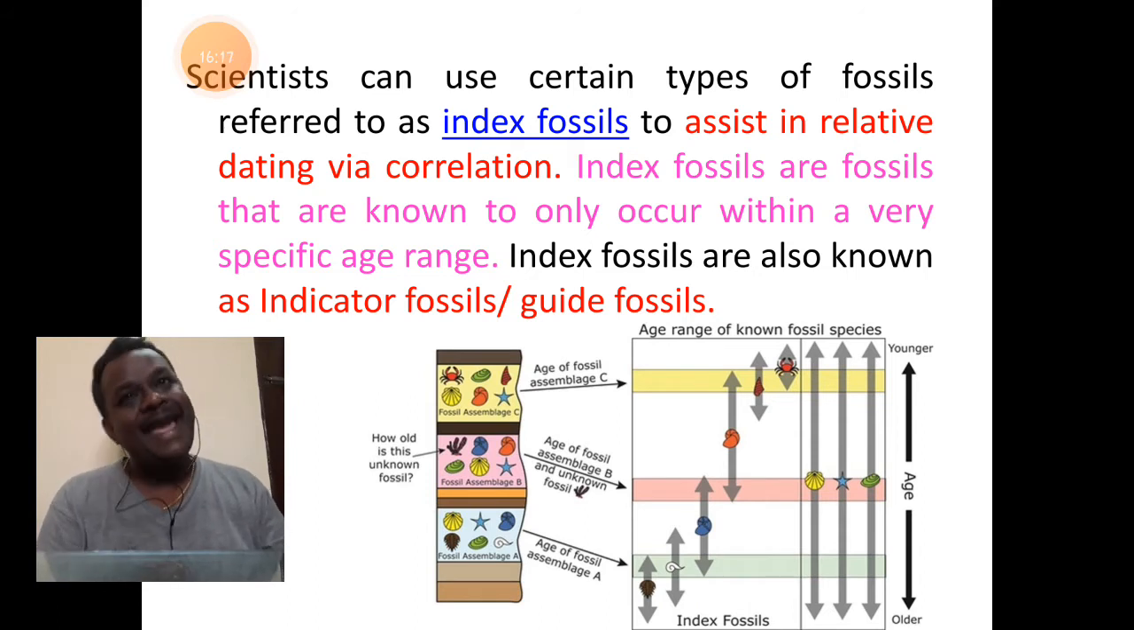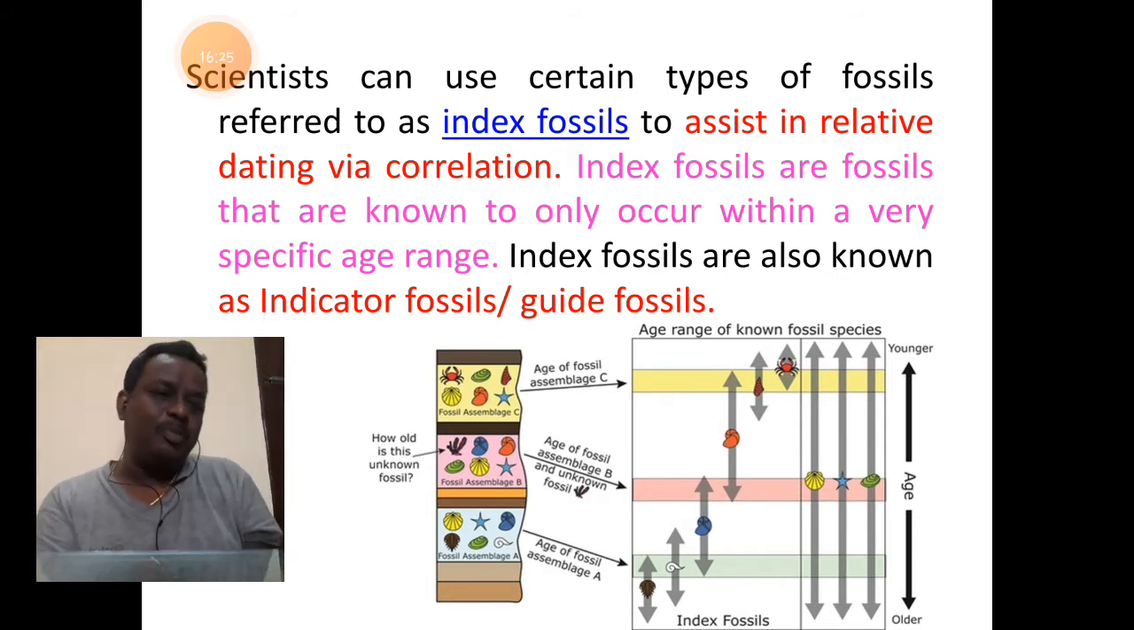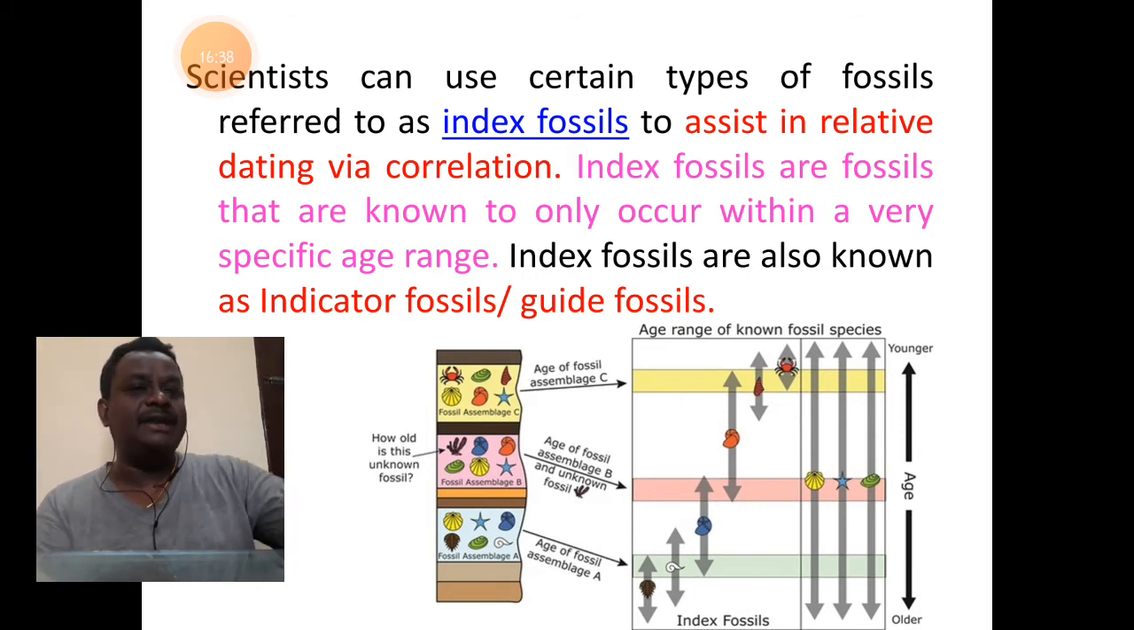So they are hence called indicator fossils or guide fossils. Down in the picture, when we look at certain arthropods and certain molluscans, they share similarities with the strata of different areas in the same layers, hence they are called indicator fossils or guide fossils or index fossils.